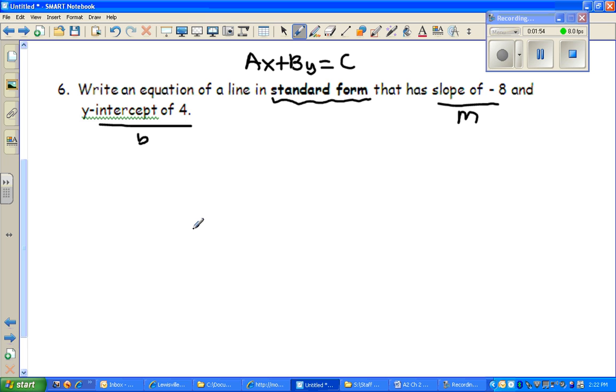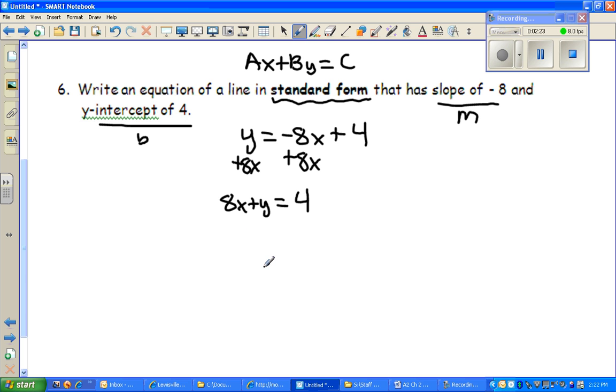So what I'm going to do is write it into slope-intercept form, which would be y equals mx plus b, so y equals -8x plus 4. This is in slope-intercept form, but I need to go into standard form, which means that I need the x to be on the left side. To move the 8x to the left side, since it's negative, we would add 8x to both sides. Now we can write the 8x in the front and say 8x plus y equals 4. And this is the standard form on number 6.